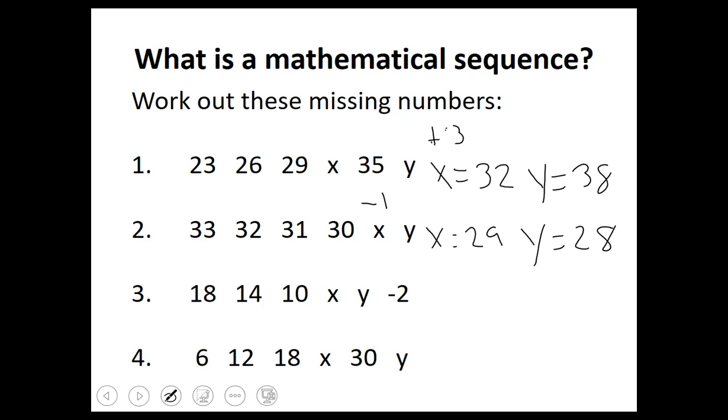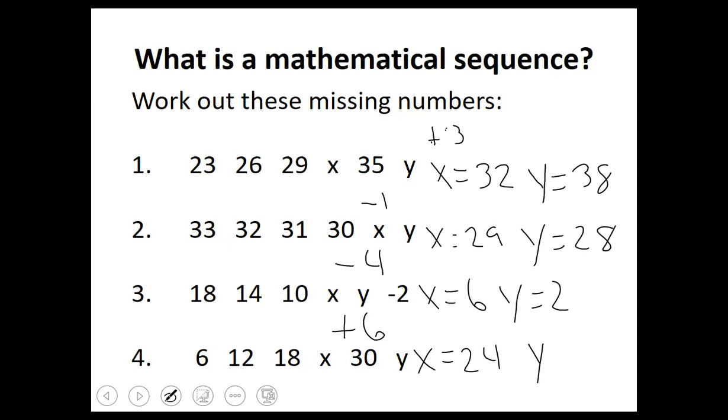Number 3, 18, 14, 10. It appears as though the pattern is subtracting 4 each time. So from 10, if you subtract 4, that would give you x equals 6. Subtract 4 again, that would give you y equals 2. And finally, number 4, 6, 12, 18. It appears as though the pattern is that you're adding 6 every time. So at 18, if you go ahead and add 6, that's going to give you a value of x equals 24. Plus 6 again brings you to 30. And one final addition of 6 gives you y equals 36.